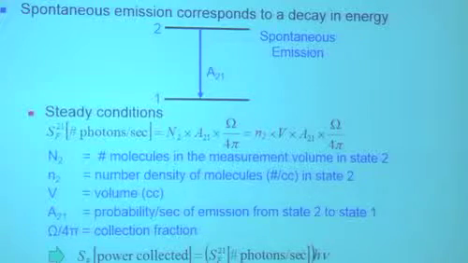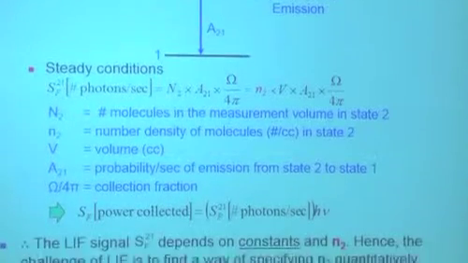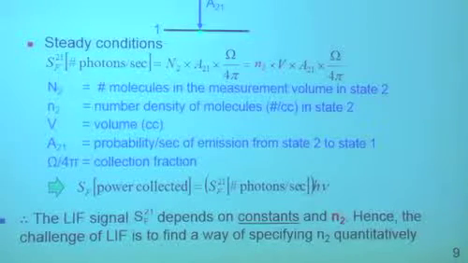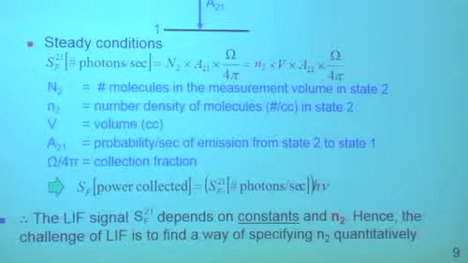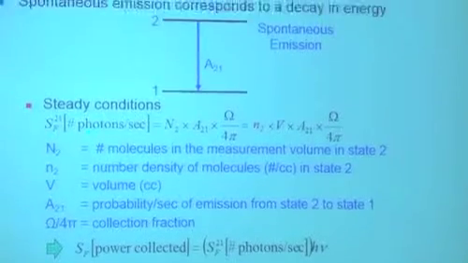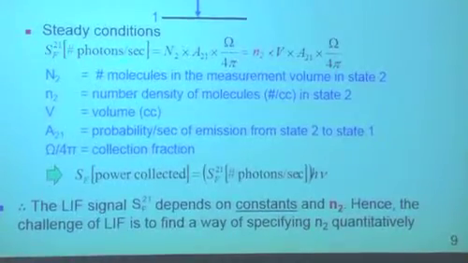So now let's look at the signal. Right now we're mostly talking about 2 levels, and you'll see how far we can go with this. So what's the signal? Let's count photons per second of collected light.